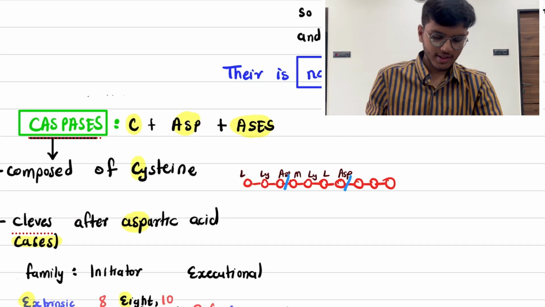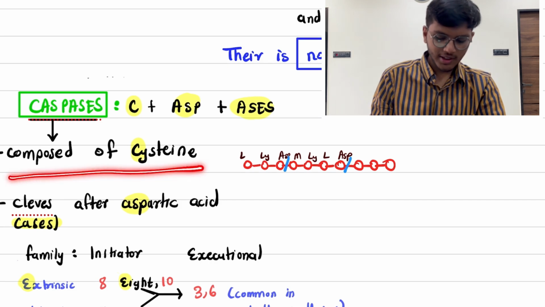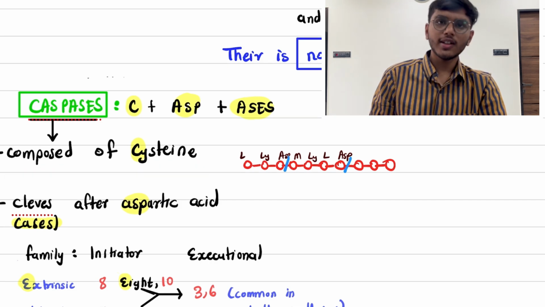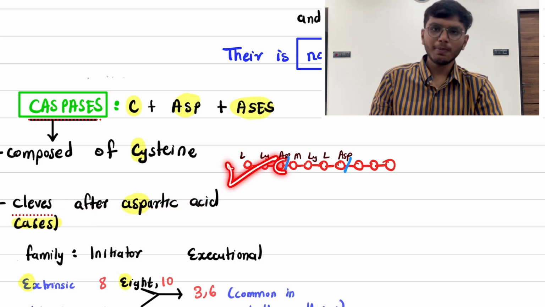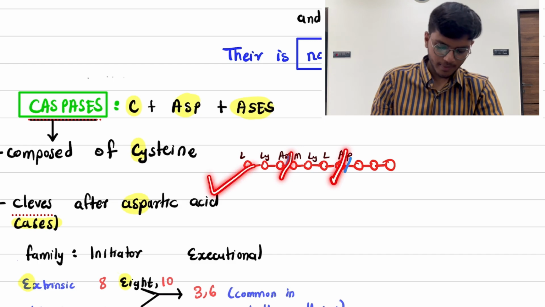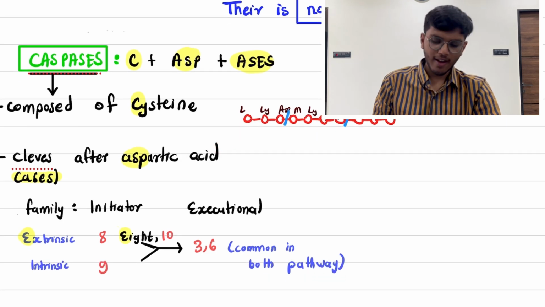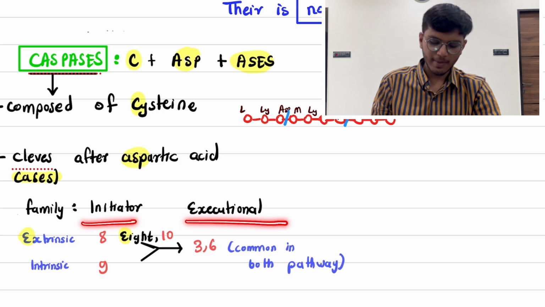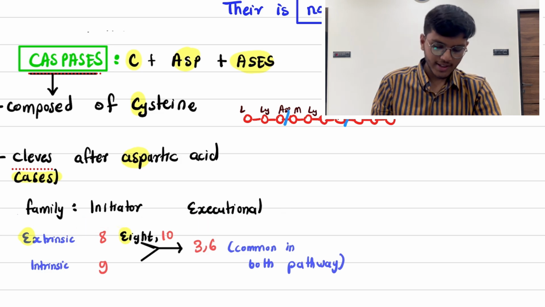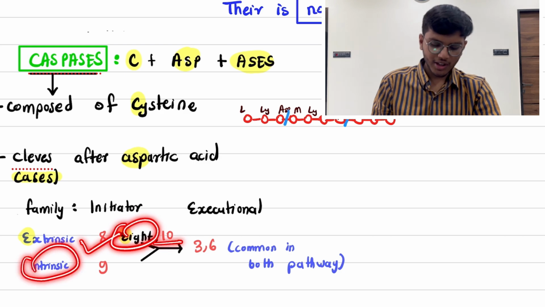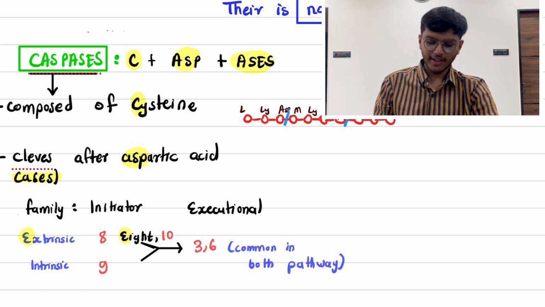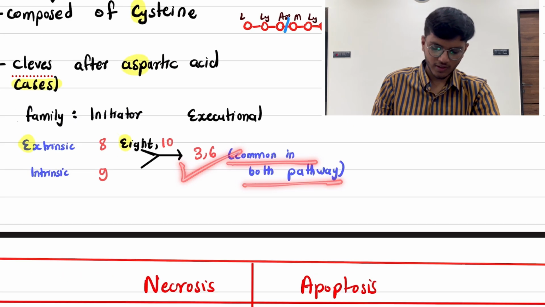What are caspases? Caspases are composed of cysteine. What does it do? It cleaves after aspartic acid. Suppose this is the chain of proteins. As aspartic acid comes, it cleaves from there, as we can see in the diagram. In the family, initiator and executioner caspases are there. Initiator caspase in extrinsic pathway is 8 mainly and 10, and in intrinsic pathway is 9. Both of them have the same executioner caspases 3 and 6, common in both pathways.